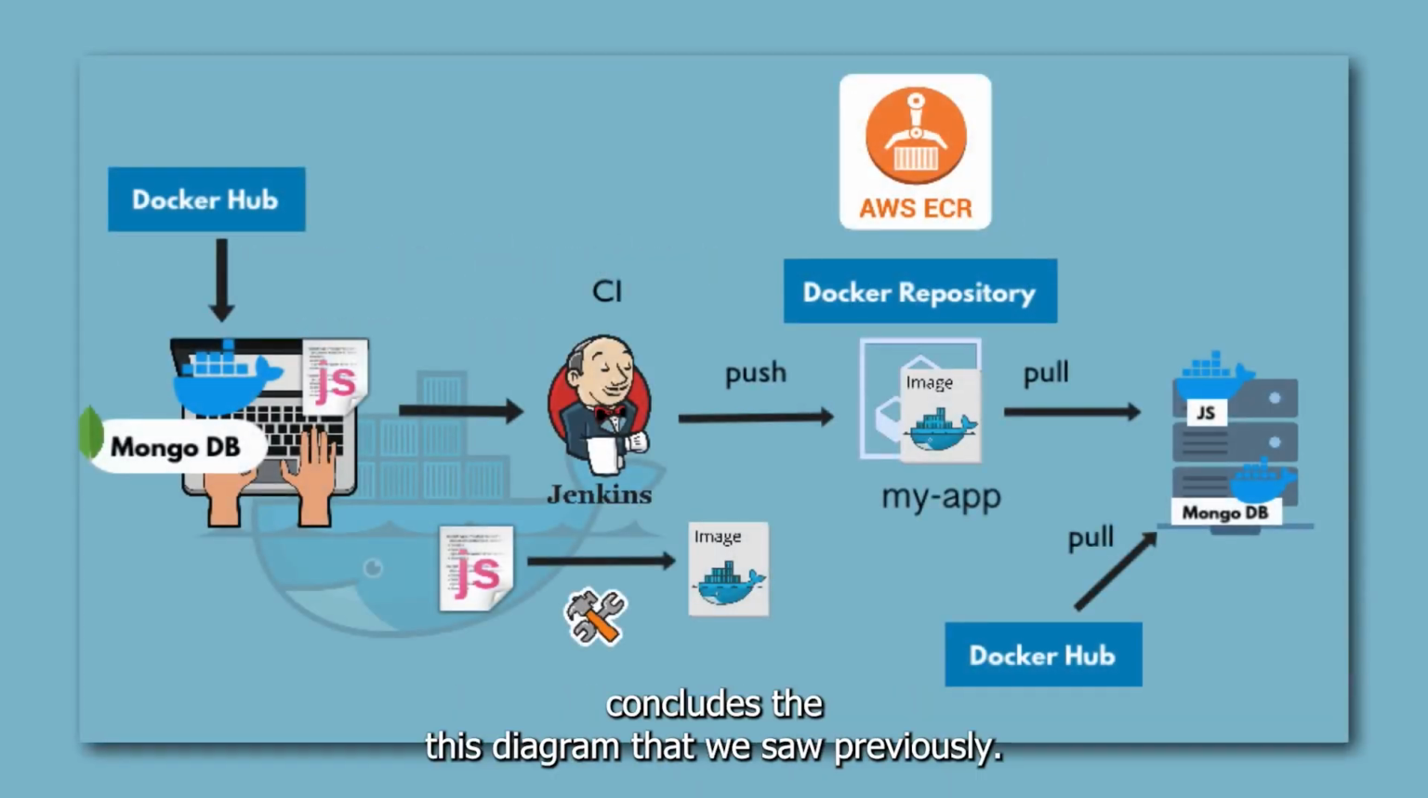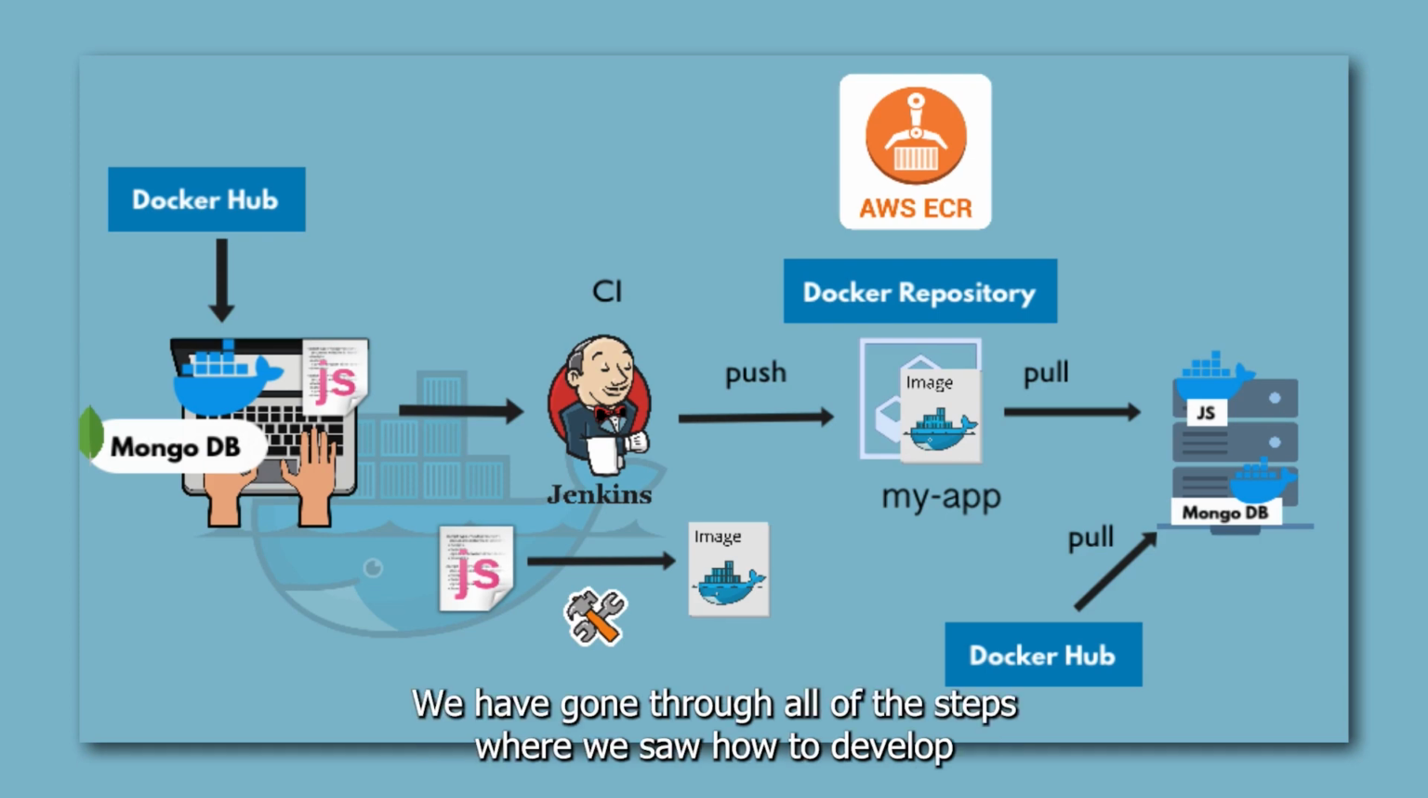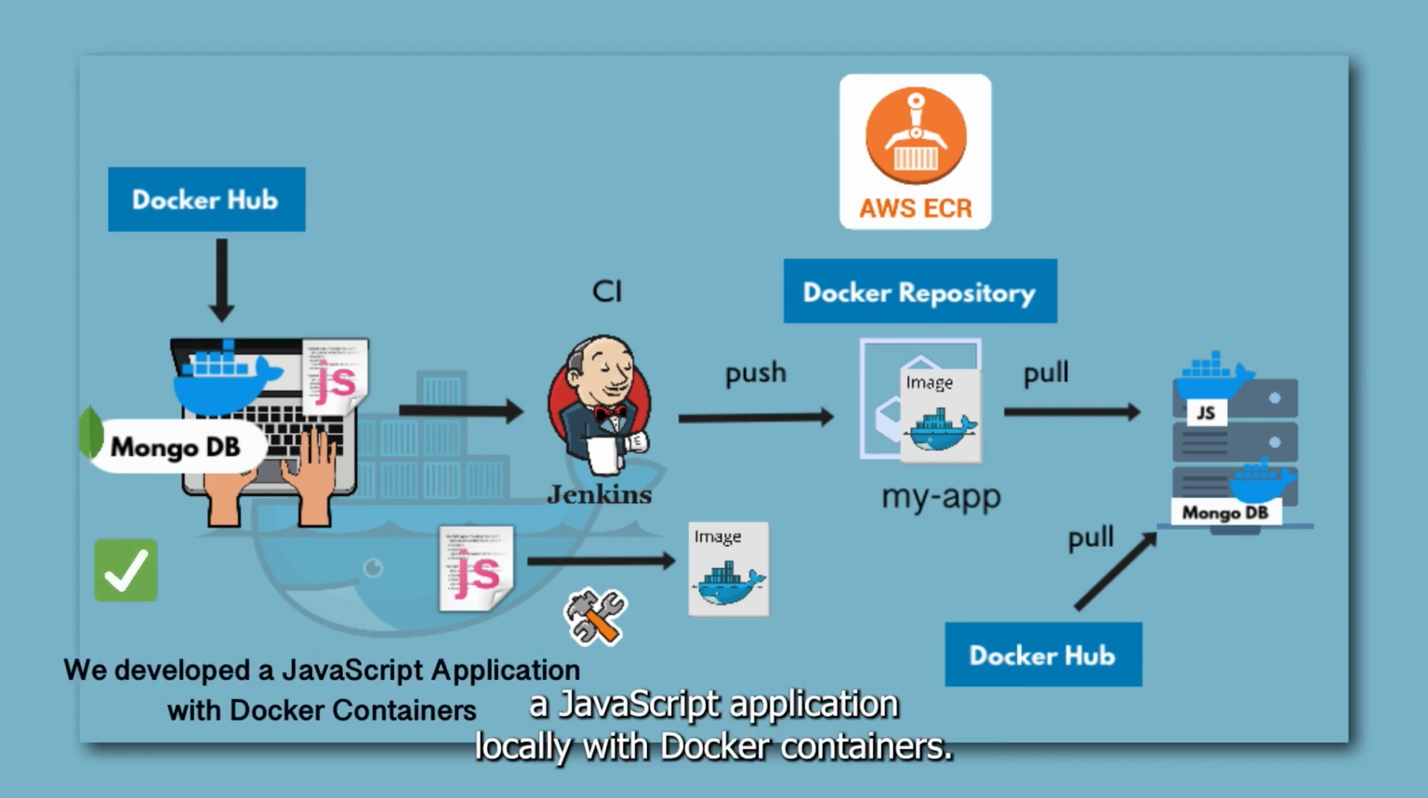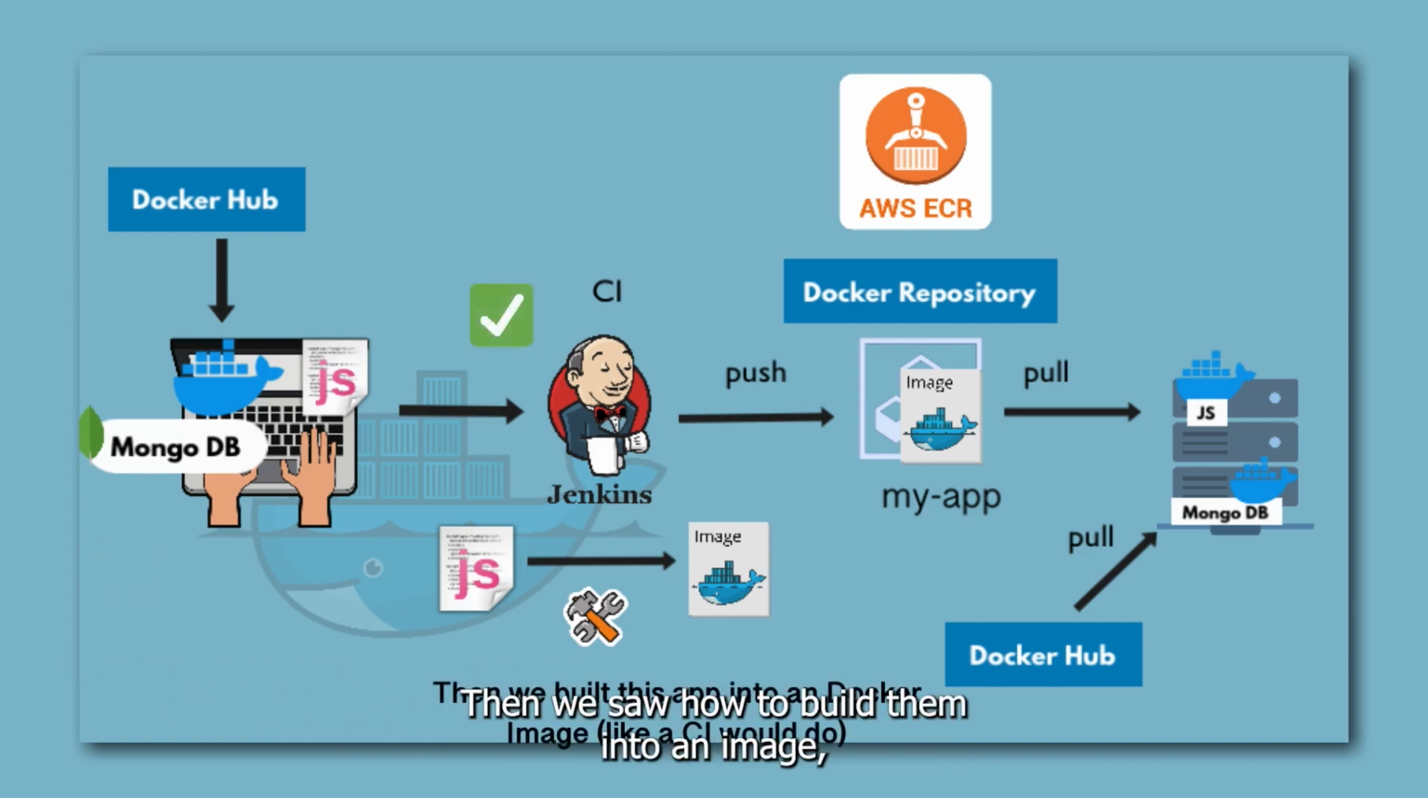And that actually concludes this diagram that we saw previously. We have gone through all of the steps where we saw how to develop a JavaScript application locally with Docker containers. Then we saw how to build them into an image, just like a continuous integration build will do it.